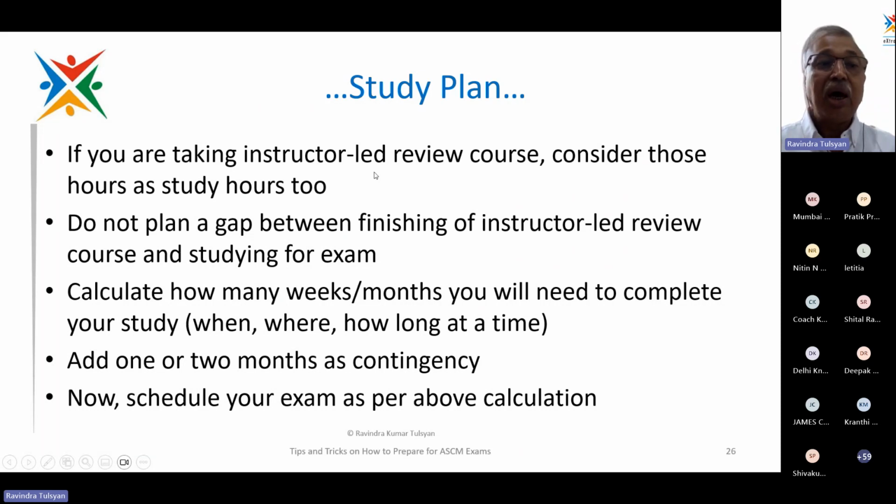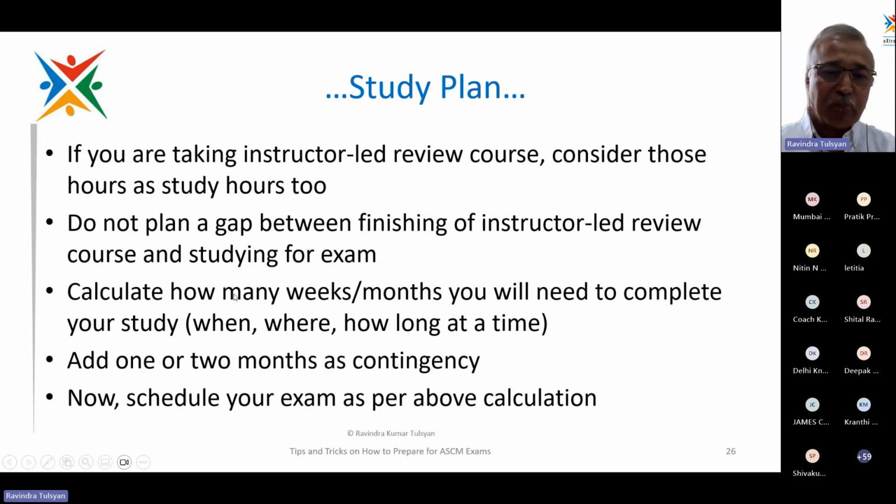So that's important. And if you are taking an instructor-led review course, don't have a big gap between the end of the instructor course and starting to study. Don't have a gap, because otherwise you will forget what has been covered in the course, and then you'll have to start everything all over again.